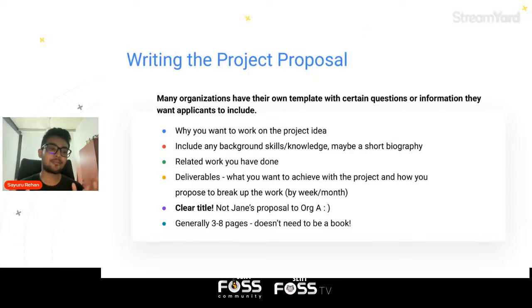It doesn't have to be a book, it doesn't have to be 10, 12 pages, right? It should be somewhere between 3 and 8 pages. It doesn't have to be too short, also not too long. Basically what it should contain is why you're interested in contributing to it, and why the organization should select you. So basically your background, the skills that you have, and the work that you've done. These are the things that you should include in your project proposal.